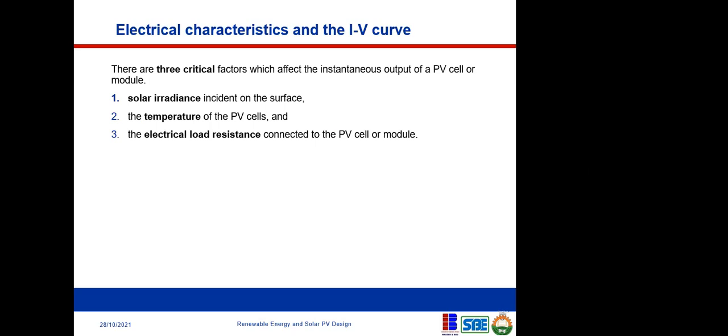There are 3 critical factors which affect the instantaneous output of PV cells or modules. One of them is the solar irradiance incident on the surface, that we've discussed, the intensity of the sun. Another one is the temperature of the PV cells, which affects the output of the panels. And the third one is the electrical load resistance connected to the PV cell. These are the 3 key factors that affect the IV curve, essentially.